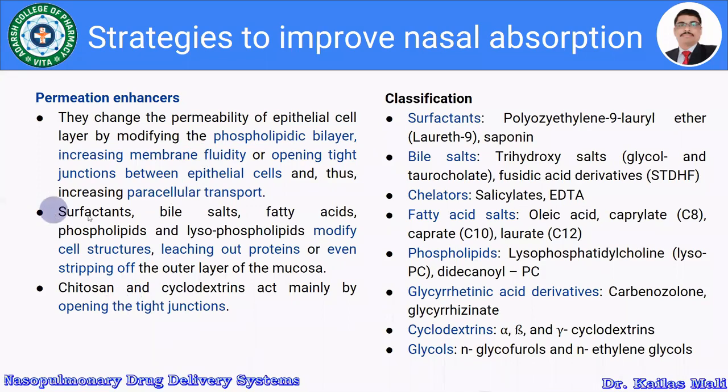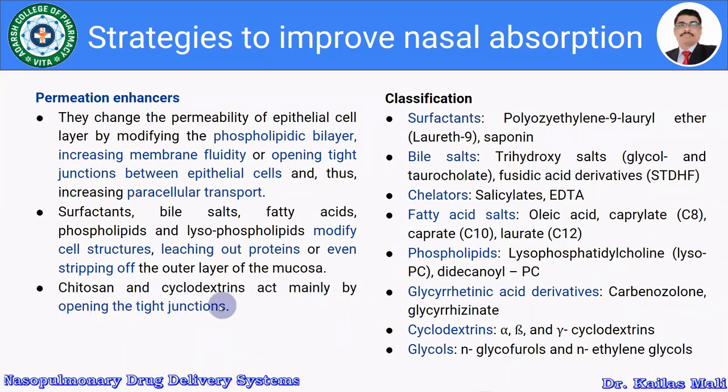So in the case of surfactants, bile salts, fatty acids, phospholipids, and lysophospholipids, they modify the cell structure, leaching out the proteins, or even stripping off the outer layer of the mucosa. Whereas chitosan and cyclodextrin act mainly by opening the tight junctions.